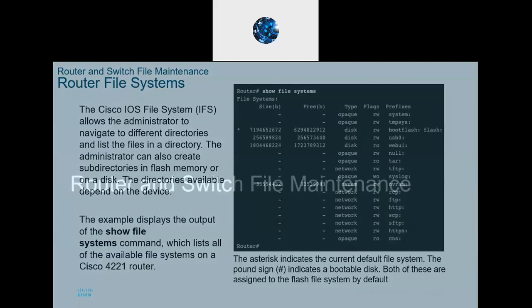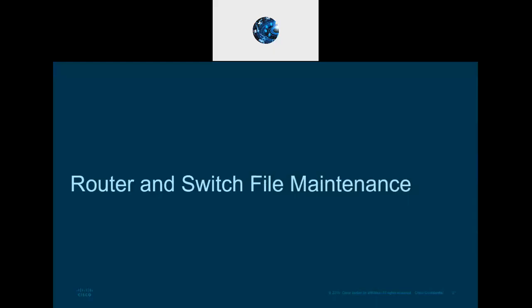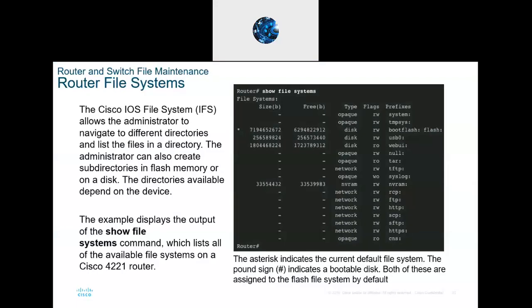So the next thing is to talk about the router and switch file maintenance. This is where we're going to talk about where you can back up the operating system of a router and also the configuration files of the router. All these are very important. But before then, you need to understand the file system of your router. It's not compulsory, but at least you have an idea of the file system.